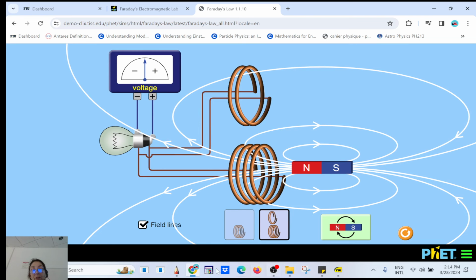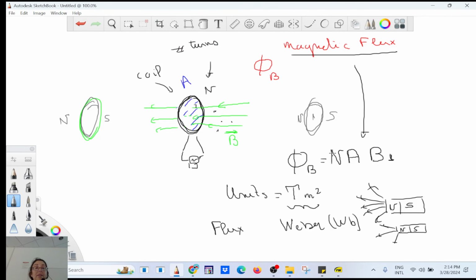So the genius of Faraday was to understand this. He understood that if you want to induce an EMF, that means if you want to induce a voltage, that is, if you want to induce a current, you need to change the number of lines poking through this area. That takes us to this very famous equation, which is Faraday's law of induction.